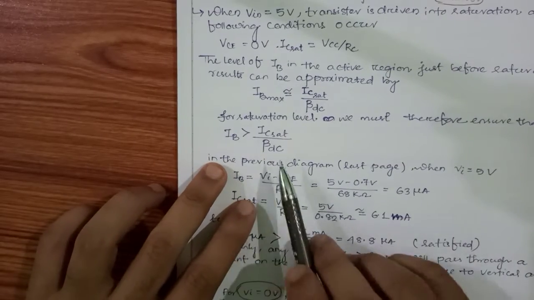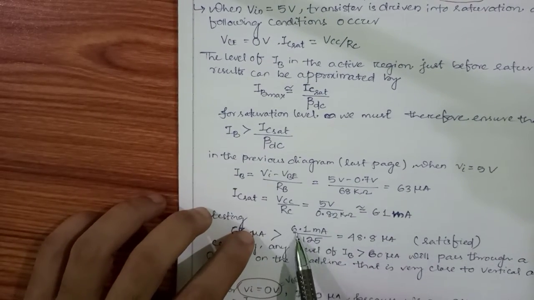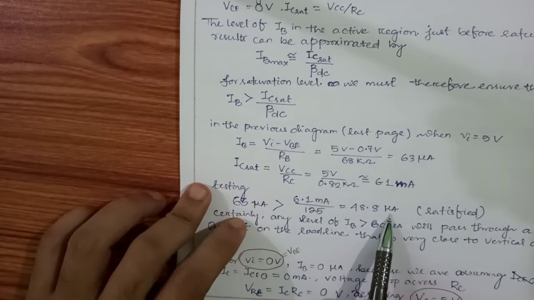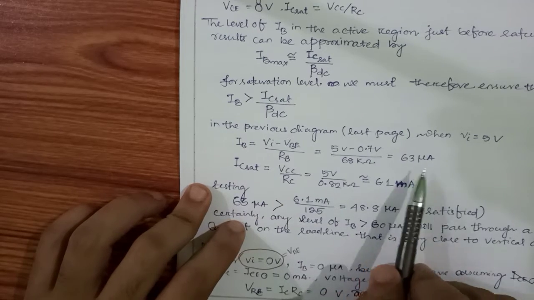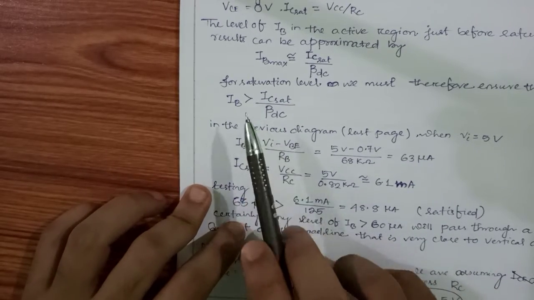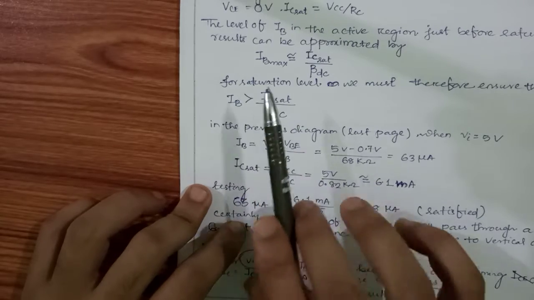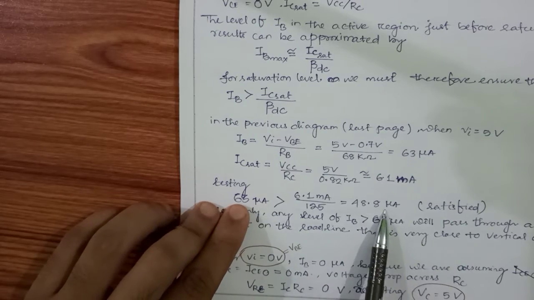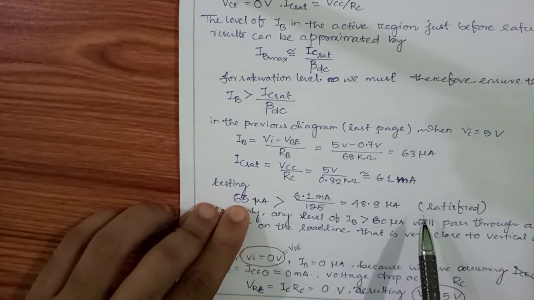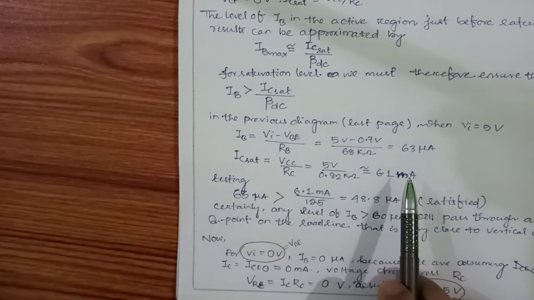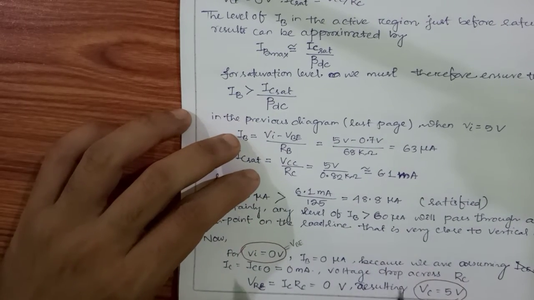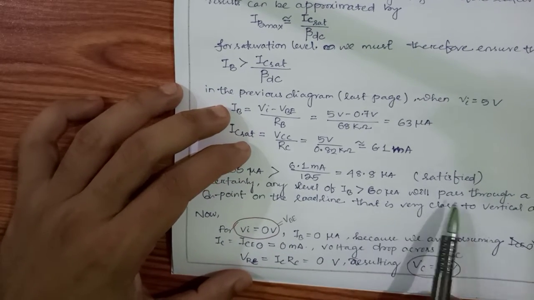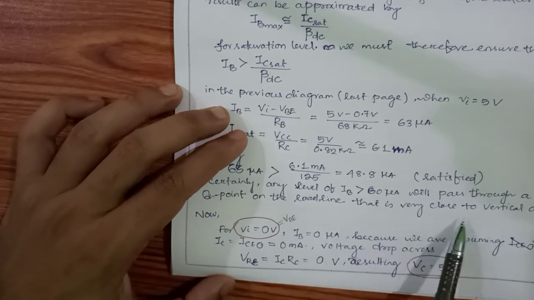So in place of IC sat upon beta DC, I will put 6.1 milliampere divided by 125. I will find this value is nothing but 48.8 microampere, and our IB value is 63 microampere. So I have to check this condition, whether my transistor entered the saturation region or not. Our IB value, 63, is much greater than 48.8. It means the condition is satisfied. This means my transistor entered the saturation region, and in saturation, maximum current will flow. So certainly any level of IB greater than 60 microampere will pass through a Q point on this load line that is very close to the vertical axis.